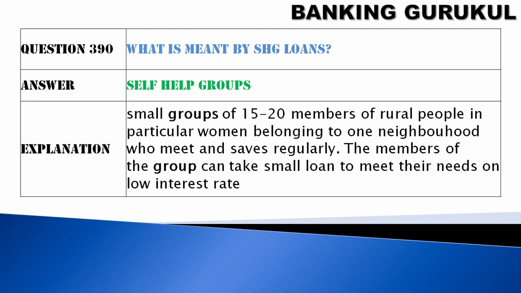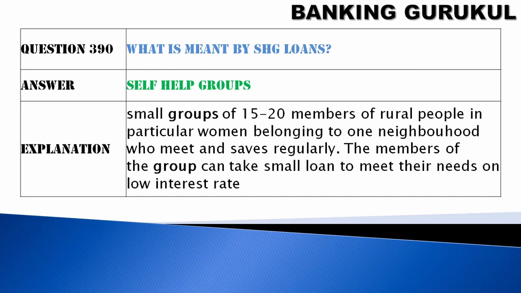Small groups of 15 to 20 members in a rural area, people from a particular neighborhood, meet and save regularly. So they are neighbors staying in one place, and regularly they are saving. If these groups want small loans, they can form an SHG group and avail the loans.